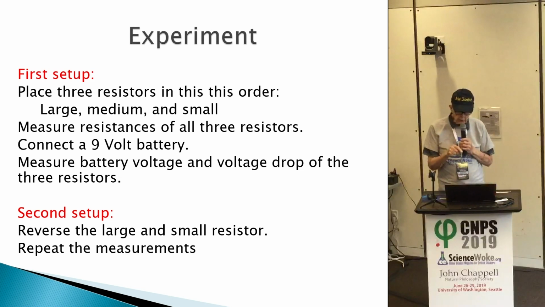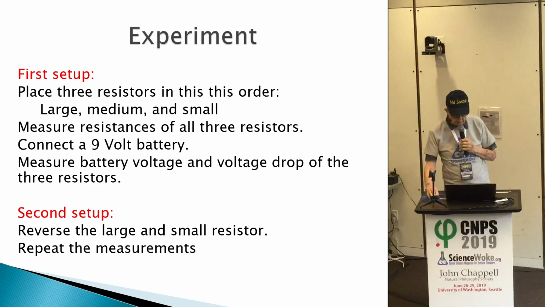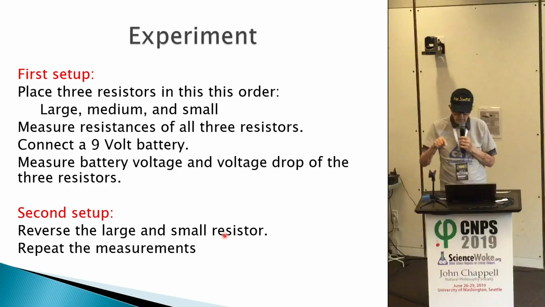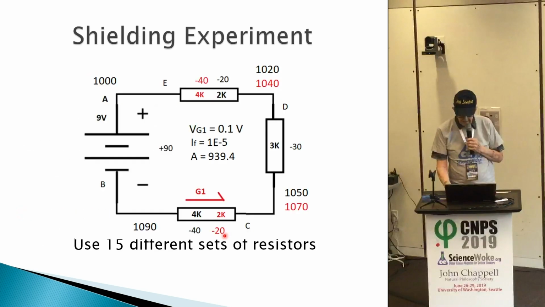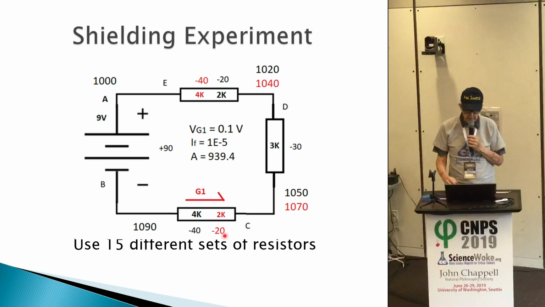Then I'm going to measure the voltage drop of each resistor and record that. The second step, I'm going to reverse the large and the small resistor, leaving the one in the middle alone. Then I'm going to repeat the measurements. And this is what I would expect to have happened.